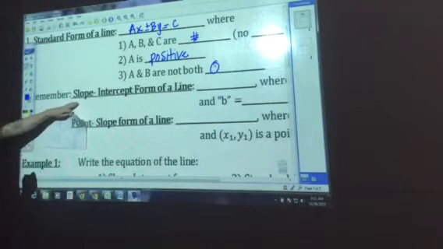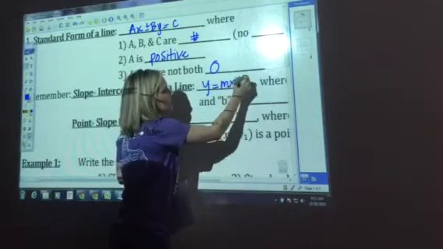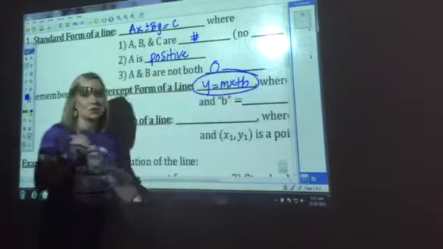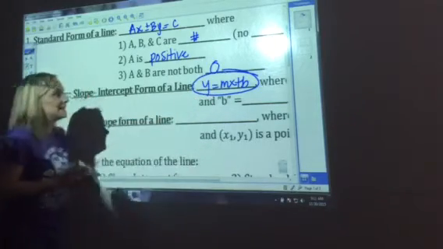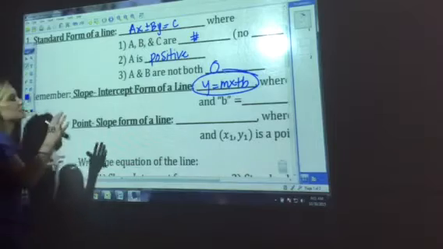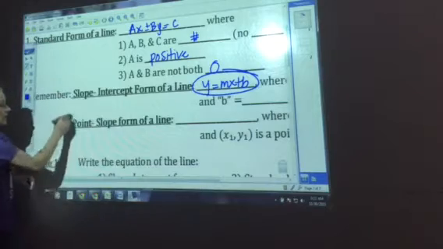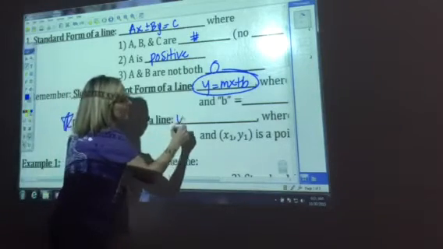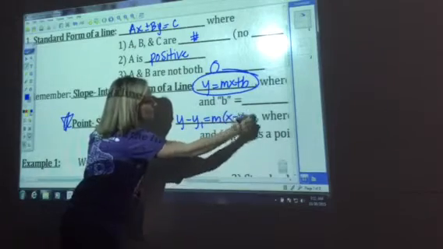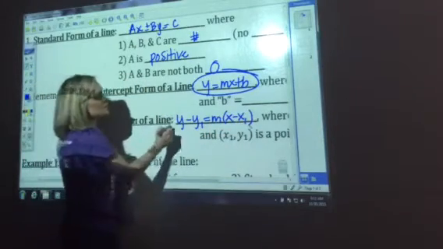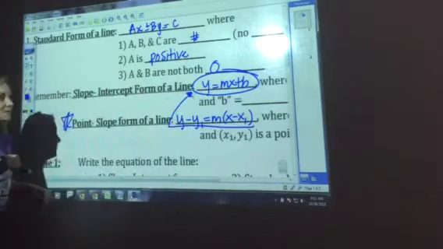Don't forget slope-intercept form of a line is y equals mx plus b, and this is what we use when we need to graph the equation. This is the form that we want it to be in. If you're given a point and a slope, you're going to have to start in the point-slope form, which is y minus y1 equals m times x minus x1. Remember, that's from last time. So we're going to start here in order to get it into y equals mx plus b.